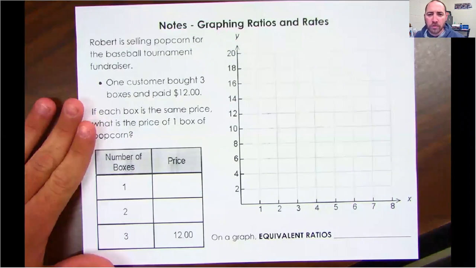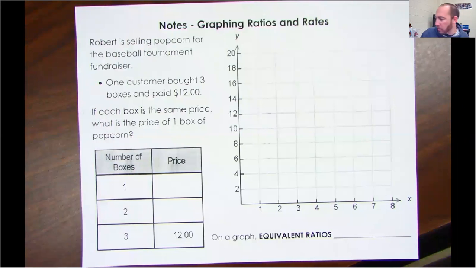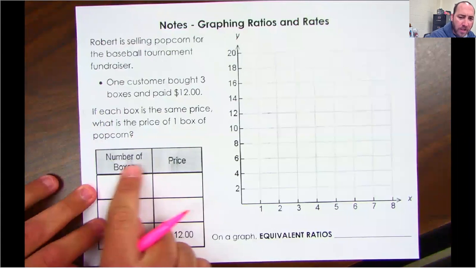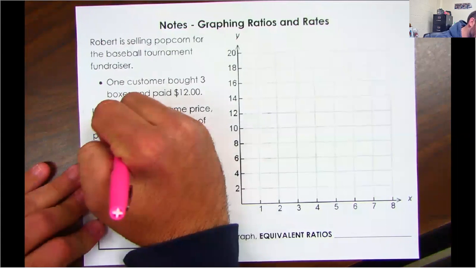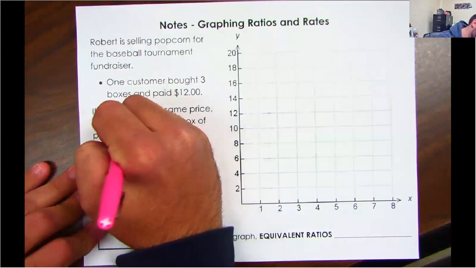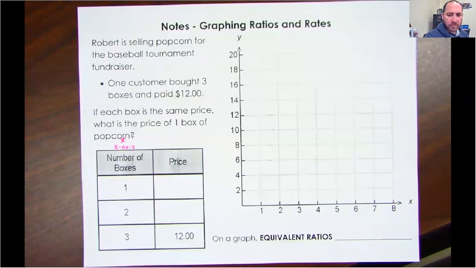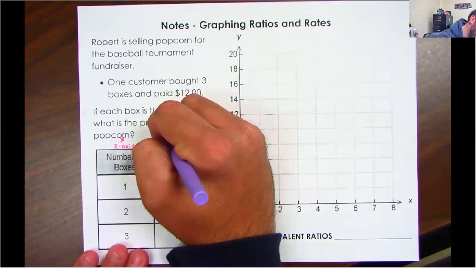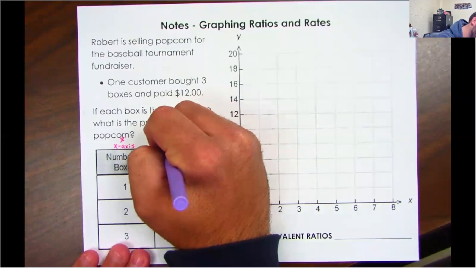Robert is selling popcorn for the baseball tournament fundraiser. One customer bought 3 boxes and paid $12. If each box is the same price, what is the price of 1 box of popcorn? So guys, if you look in your table, you see where it says number of boxes? That represents your X, which is your X-axis. The price is your Y. That is your Y-axis, up and down.